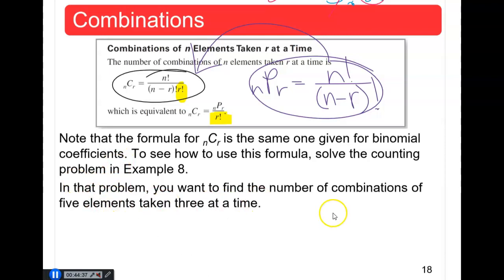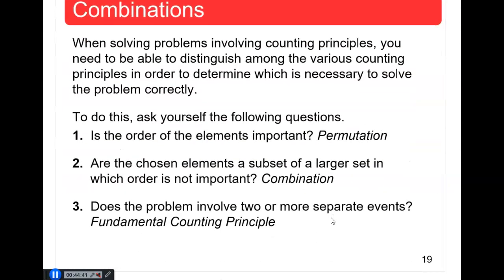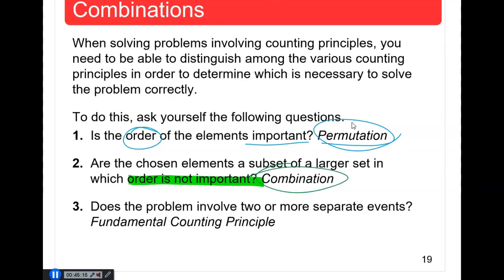So this is just a final summary. Combinations. When you're doing your homework or solving any type of problem that involves counting principles, permutations, combinations, you need to ask yourself the following questions. Is the order important? If it is, then it's a permutation. Are the chosen elements a subset of a larger set in which order is not important? If it's not important, then we're talking about a combination. And does the problem involve two or more separate events? Then fundamental counting principle, but then you will enter into these other two conditions.